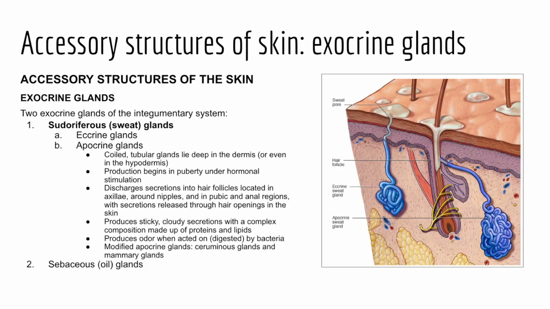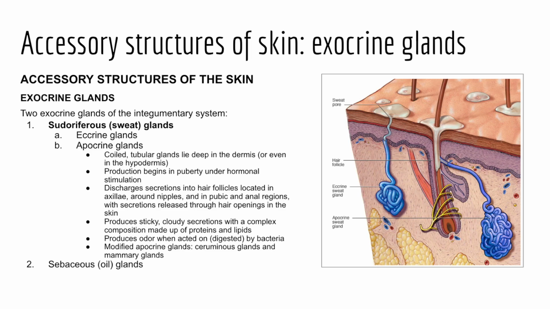In contrast to eccrine sweat glands, we also have what are called apocrine sweat glands. These are coiled tubular glands as well, found deep in the dermis, sometimes even originating in the hypodermis. Their production of a secretion begins at puberty. It's under hormonal control, and the secretions are discharged into hair follicles associated with hairs found in the underarms, around the nipples, and in the pubic and anal regions. With this in mind, these sweat glands are much more limited in nature as compared to our eccrine sweat glands that we just looked at in our last slide.